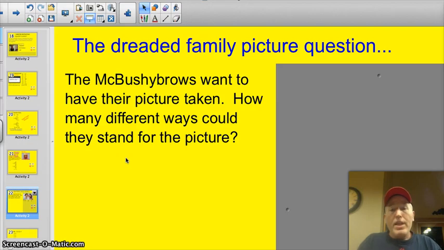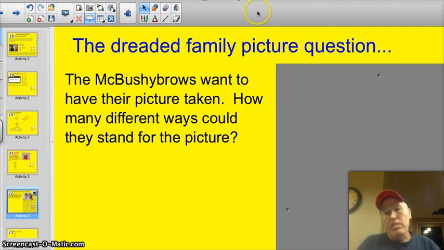This is the dreaded family picture question. Test makers love making this one up. So the McBushy-Brows want to have their picture taken. How many different ways could they stand for their picture or arrange themselves? Okay, go ahead and try it.